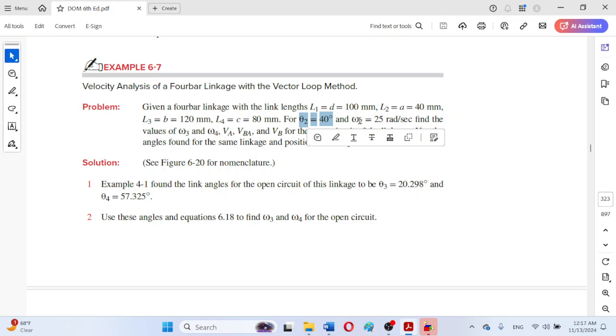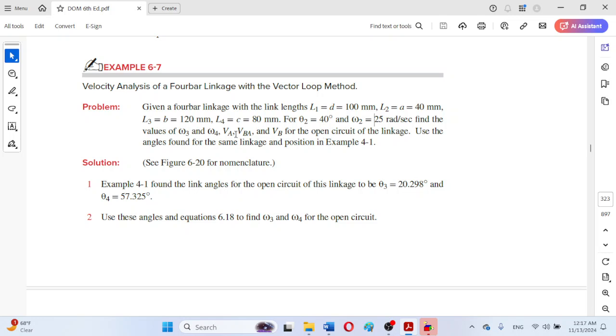Theta 2, the input angle for the crank, is 40 degrees, and the angular velocity omega 2 is 25 radian per second, counterclockwise because it is positive. Conventionally, if omega 2 is positive, it is counterclockwise from the positive x-axis. Find the magnitude values of omega 3 and omega 4, VA, VBA and VB.